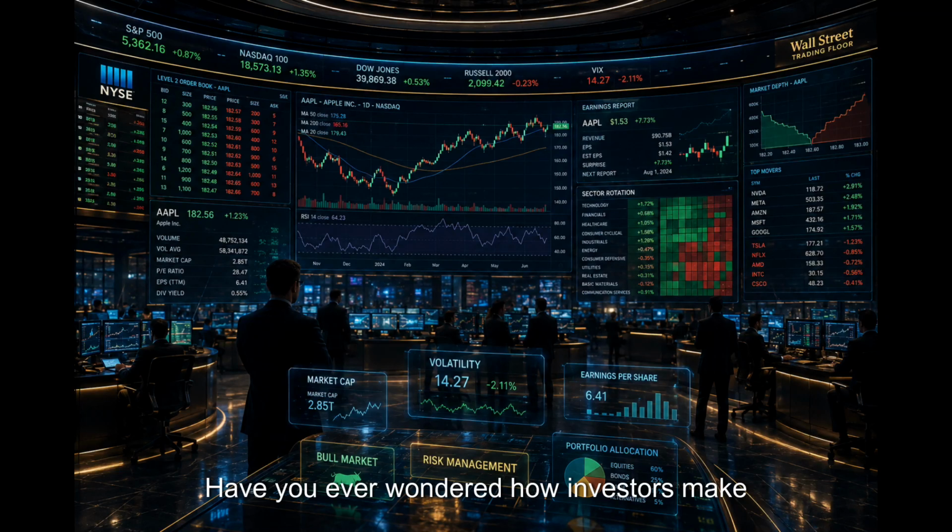Have you ever wondered how investors make money from buying bonds below their full value? Because sometimes an investment grows not because the market price explodes, but because it slowly moves toward its true value over time. That process is called accretion of discount.